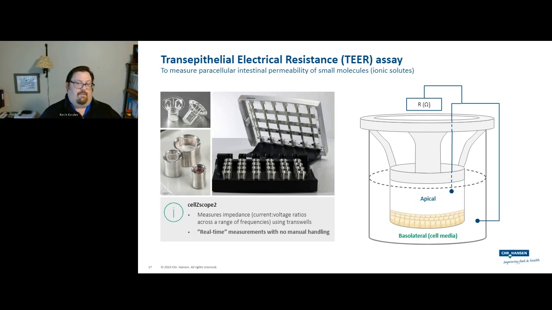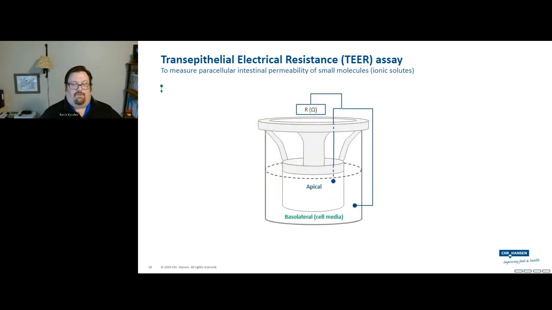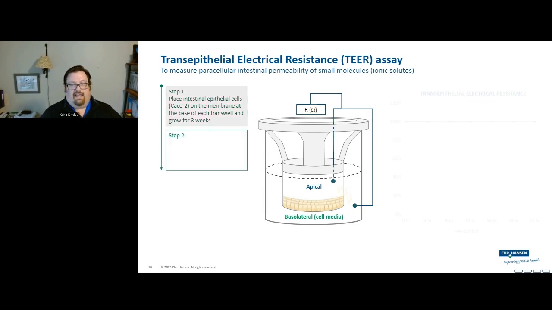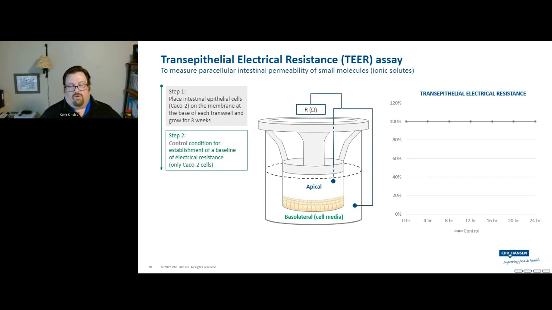Let's look at an example of that because it's not always clear just explaining it that way. But there's a couple of examples that we can share where the monolayer is established, and then we set a baseline. We set our control and determine what that resistance is across the control epithelial surface, or simulated epithelial surface.